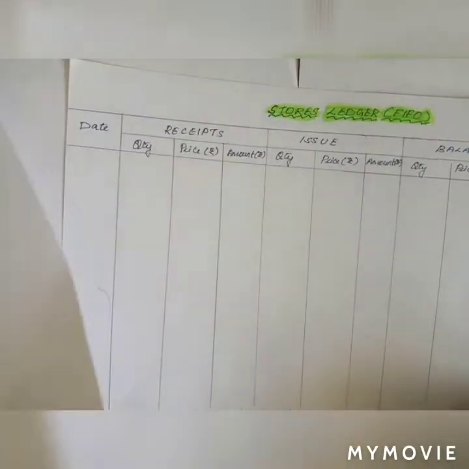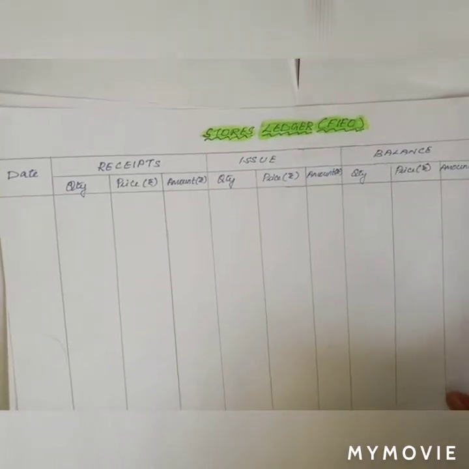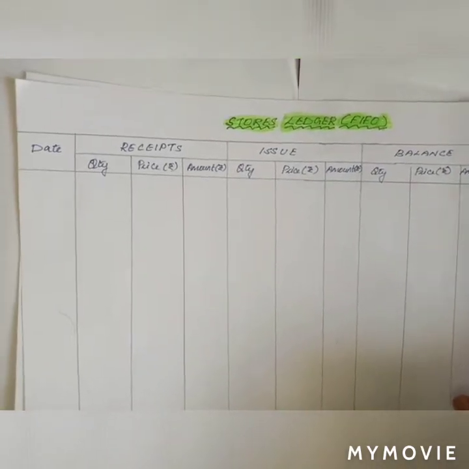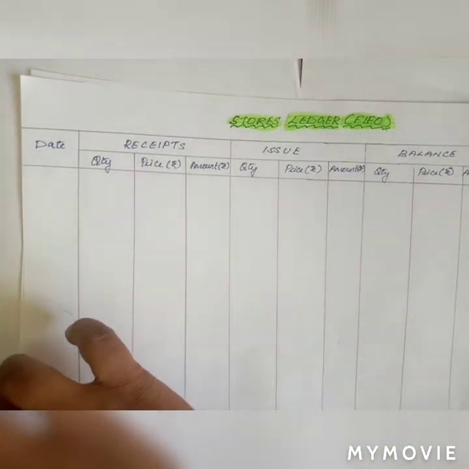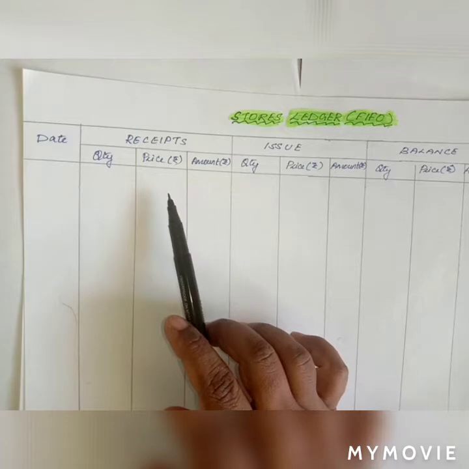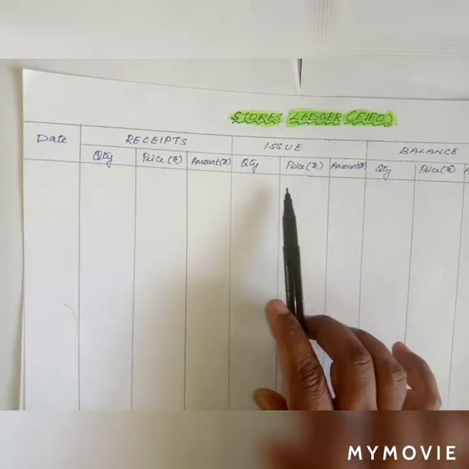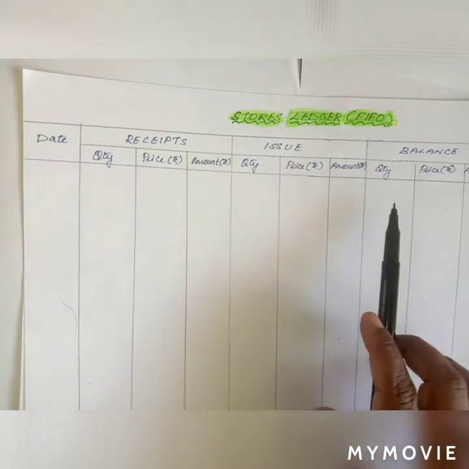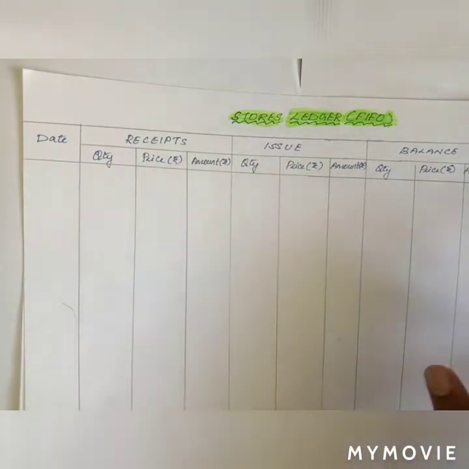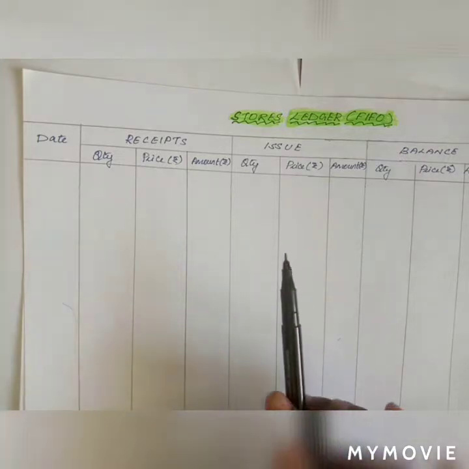Okay, so here I have taken the format. You can see date. Date is very important, at which date it has been issued, and likewise the receipts. On this date what has happened, is there a receipt or an issue? And at the end, balance. Now at the warehouse what is the balance? This is how we are going to record. It's a simple record of in and out.